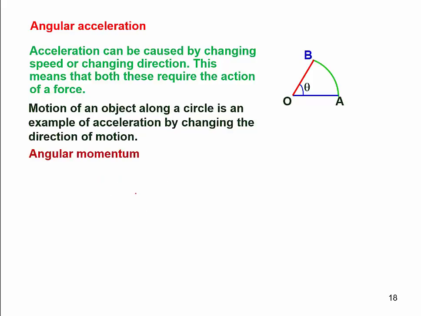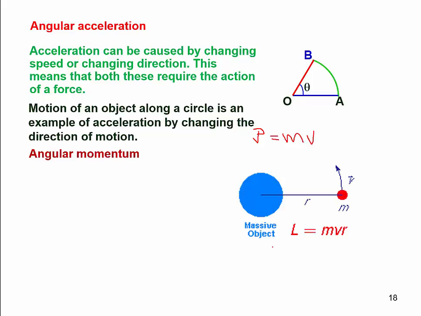Now let's talk about angular momentum. We talked about linear momentum. What was the linear momentum we talked about? We said linear momentum P equals mass times linear velocity. Now, an object moving along a circle has an angular momentum. Suppose you have a small object going in a circle around a massive object, like the moon going around the sun. Then the small object has an angular momentum.